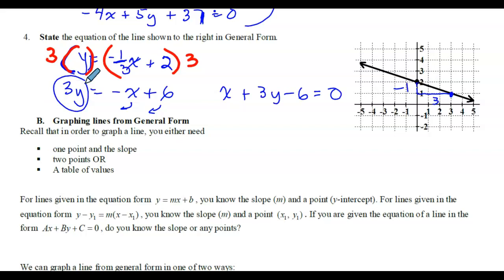Okay, so to graph from general form, we can't see what a point is and what the slope is right away. So it's not quite as easy as the other two forms to graph from. Remember, to graph a line, you need at least 1 point and the slope, or 2 points. So you have 2 points to join up. You can find the slope and then get more points, obviously many different points in a table of values. But in this case with general form, we don't have that information right away.